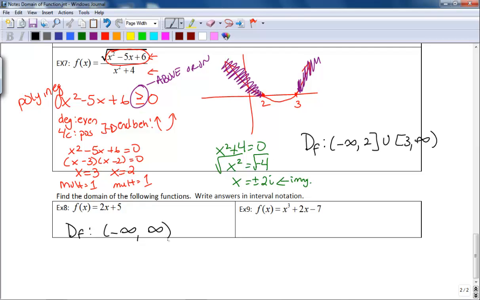Let's look at example 9. Same thing. F of x is equal to x cubed plus 2x minus 7. Always begin by assuming that your answer is going to be all real numbers. Well, does this have issues? The only time you have issues is if you are rational. Well, is this a fraction? No. Or if you're even root. Well, does this have a radical? No. So then my domain for this function is going to be from negative infinity to positive infinity.